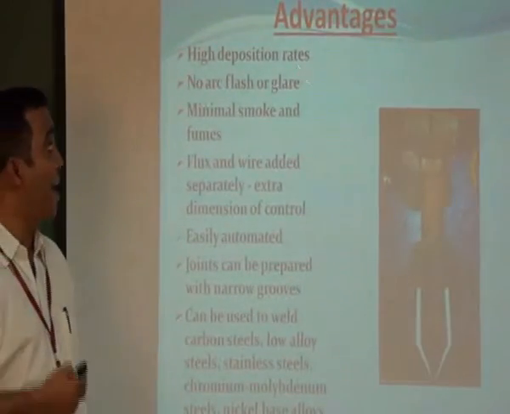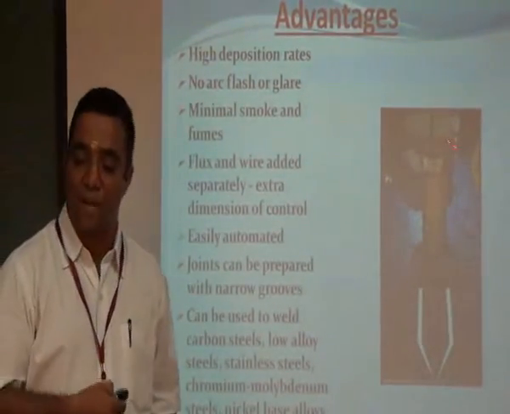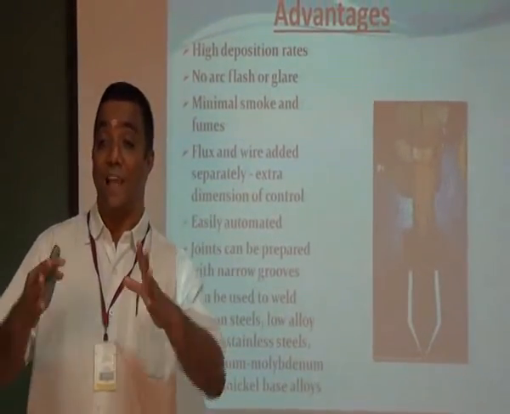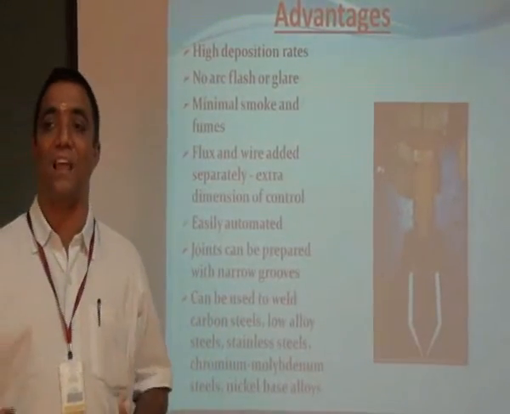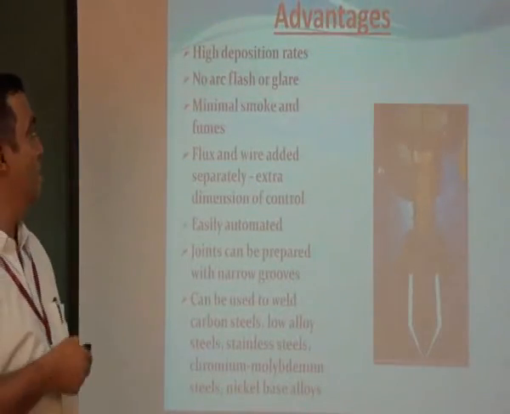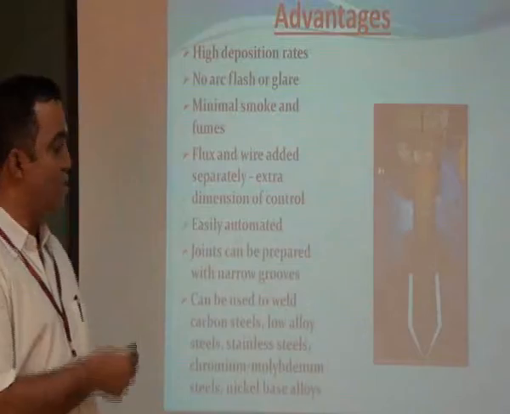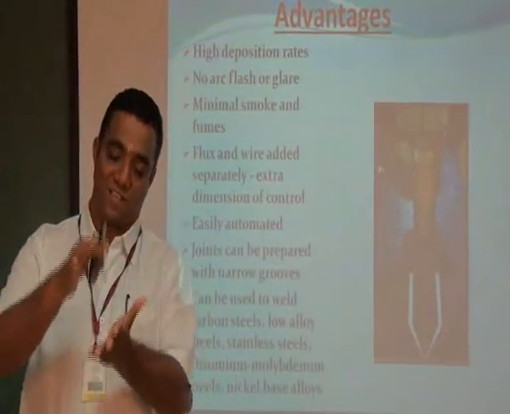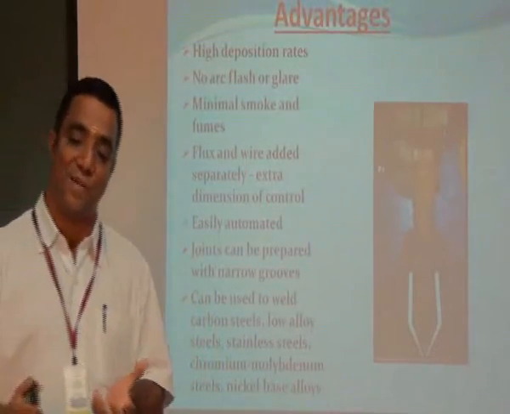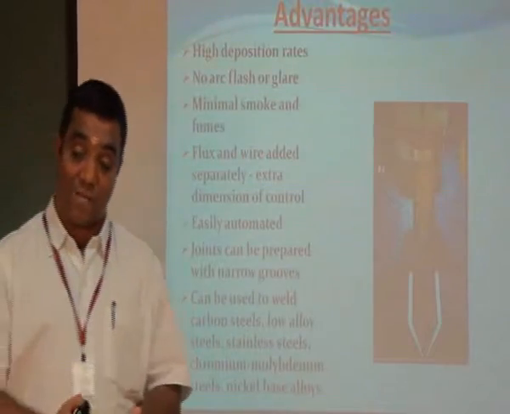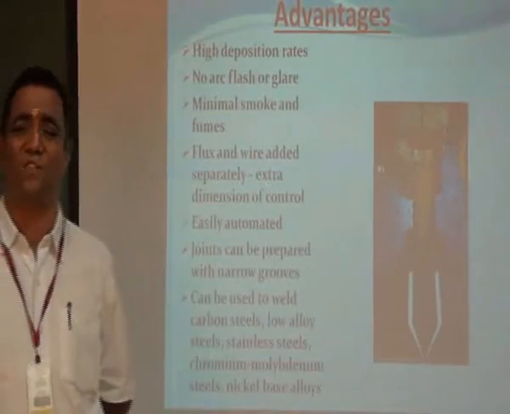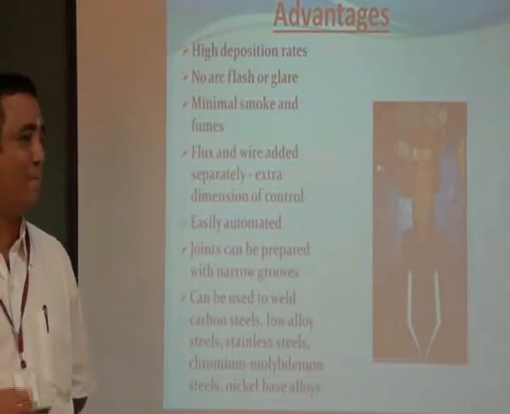There are advantages: higher deposition rates. Yes, because of high current, you can get higher deposition rates. There is no arc flash. In this process, the welder is free to operate only the current settings, and he is not in a position to watch the arc. There is minimal smoke and fumes, because the flux acts as a thermal insulator and protects three things: the tip of the electrode, the molten melt pool, and the surface of the base metal from atmospheric contamination, and everything is submerged inside the flux.